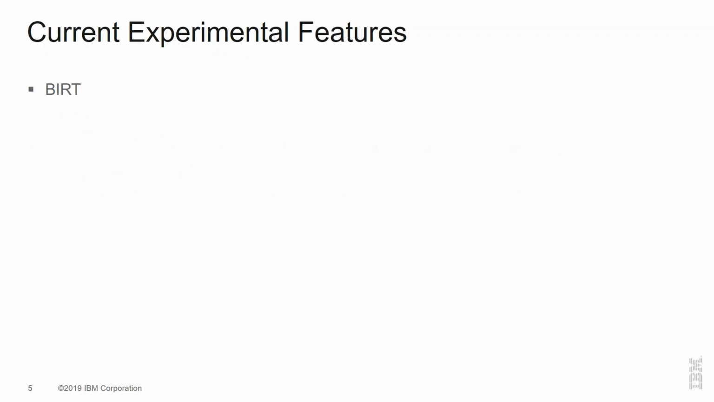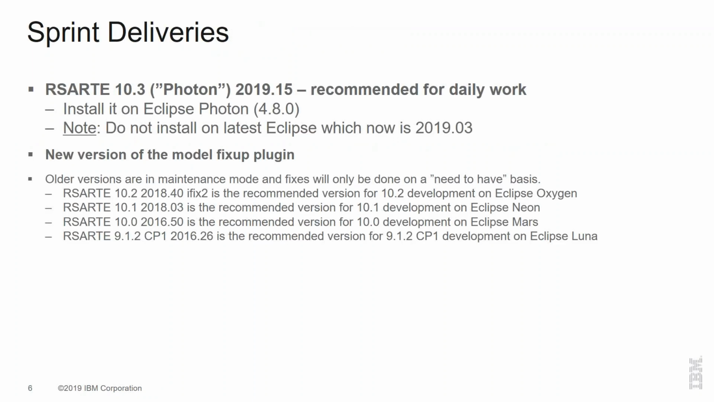The experimental feature in this release is the same as it has been for a long time. It's the BERT reporting. And here on this slide, you see the version number of the release we will release today or tomorrow. So it's RTist 10.3, 2019.15, and it should be installed on Eclipse Photon. So do not install it on the very latest Eclipse.